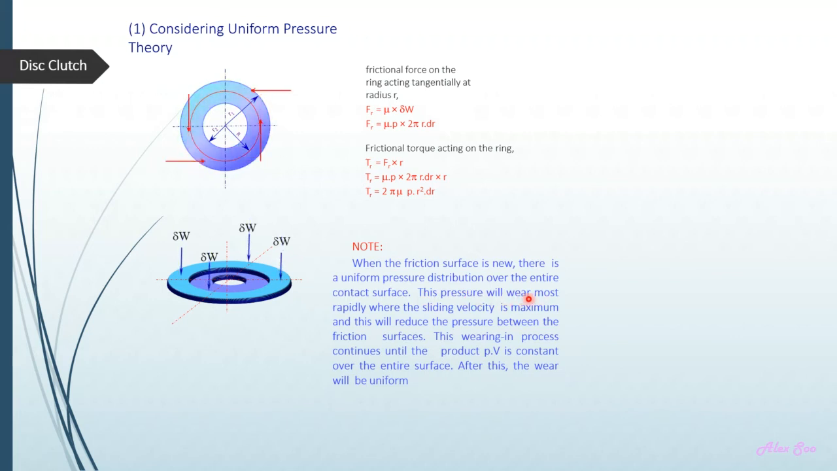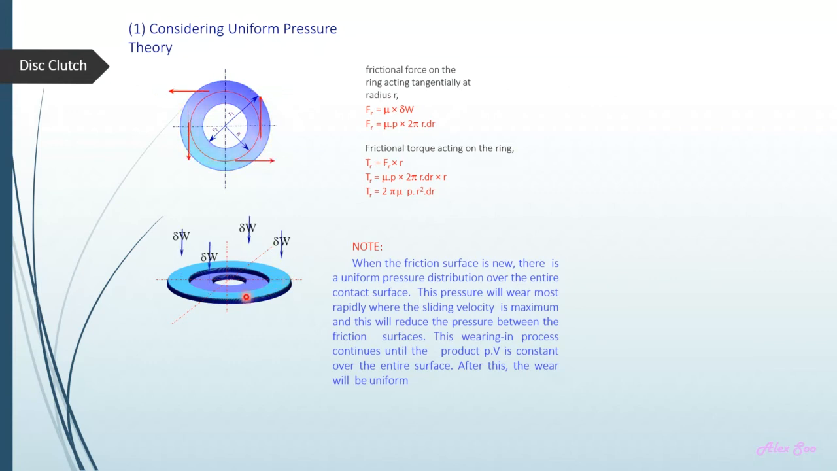Now this pressure will wear off. It will wear most rapidly where the sliding velocity is maximum, and this will reduce the pressure between the friction surfaces. If the friction surface wears off, it's just like your eraser. When you use a pencil, you usually use an eraser to erase mistakes, right? After a period of time, you find that your eraser's surface becomes irregular because of constant rubbing and wearing. When you refer to a clutch plate, it also happens: certain parts of the friction surface, or the friction lining, will wear off.